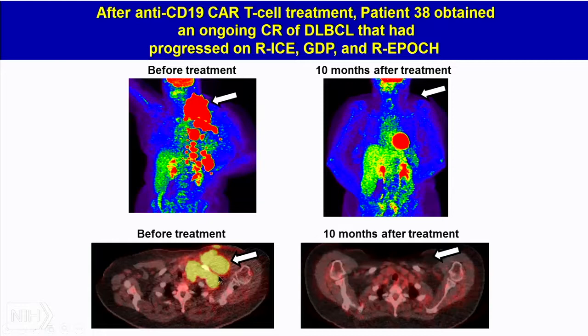Same patient, but different view. So this is a CT scan with a completely different view and a different cut. The yellow area in this one is the lymphoma indicated by the white arrow. 10 months later, it's gone.